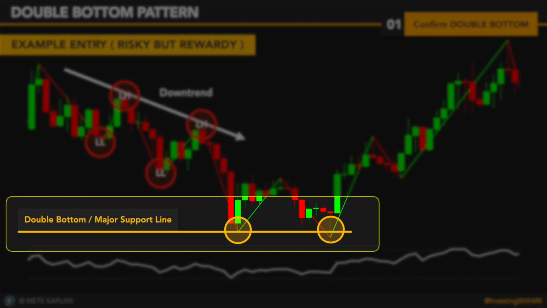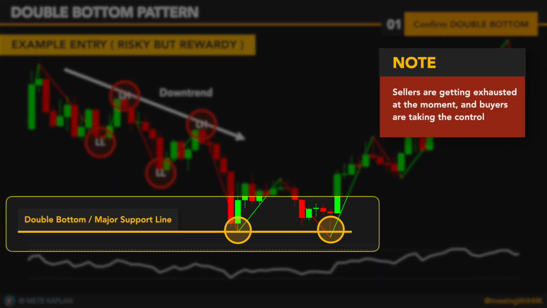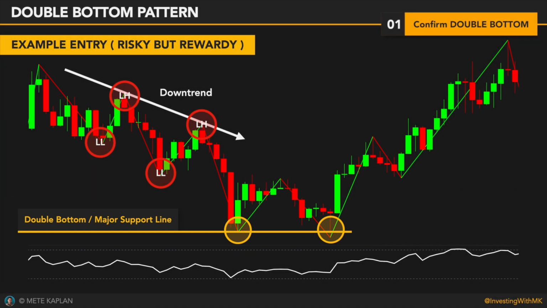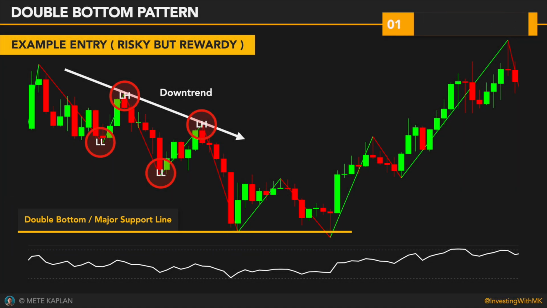Again, double bottom means sellers are getting exhausted at the moment and buyers are taking the control. How do I know this? Because of the difference between lower lows. Sellers cannot push the price down anymore.